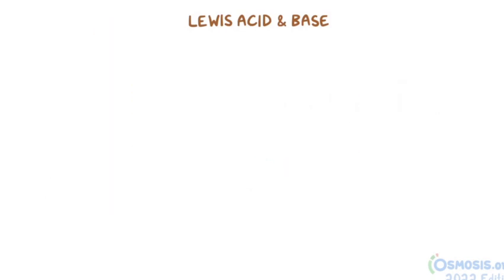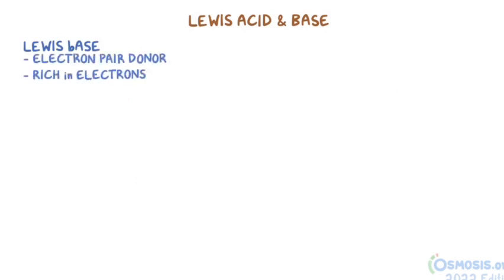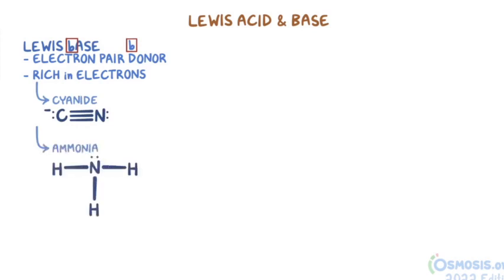In contrast, a Lewis base is relatively rich in electrons, and is an electron pair donor. We can remember this definition by taking the D in donor and flipping it horizontally to form a lowercase b, like the B in the word base. An example of a Lewis base is the cyanide anion, which has a lone pair of electrons on the carbon. The ammonia molecule has a lone pair of electrons on the nitrogen, and can also function as a Lewis base.